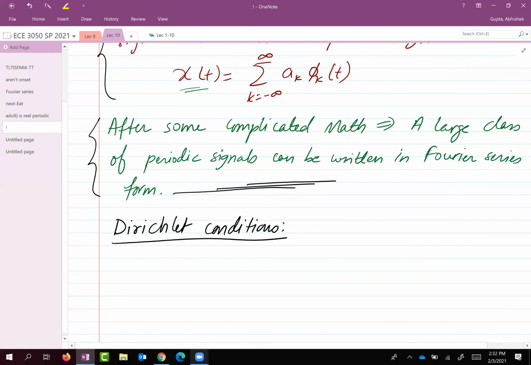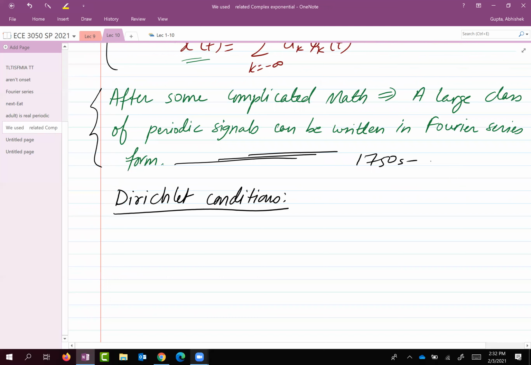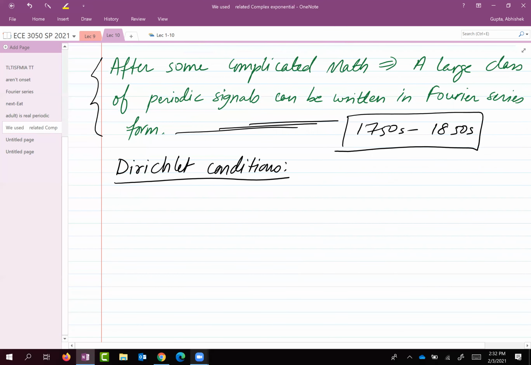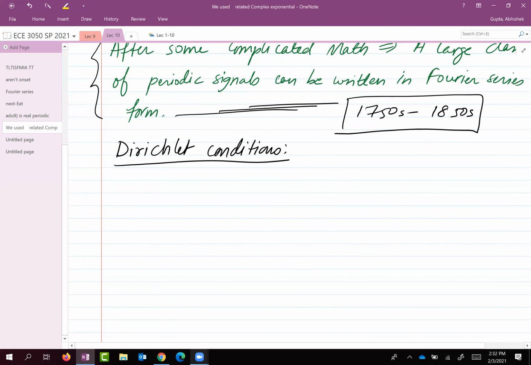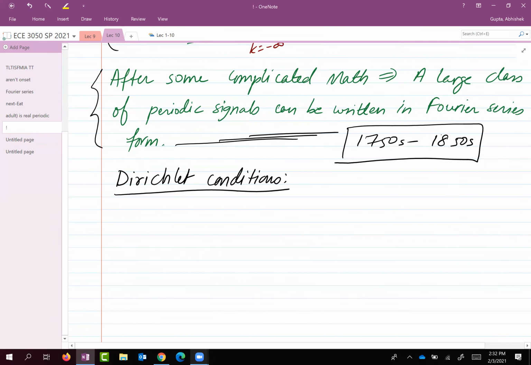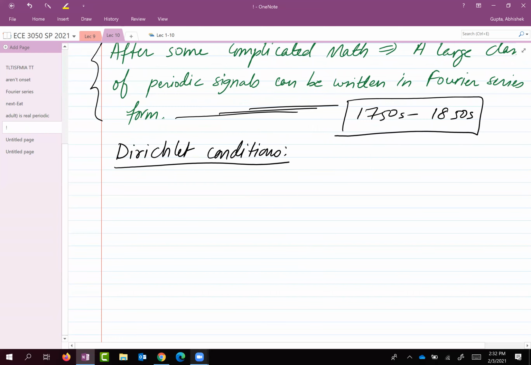We are talking about developments from the 1750s to the 1850s. It took us a very long time to establish this result mathematically. So it is a very non-trivial result, and I don't want you to assume that the second statement is easy. It's actually very complicated, and therefore we won't be covering it in this class. But I do want to tell you about the Dirichlet conditions, which tell you that if a periodic signal satisfies certain properties, then it can be written in the Fourier series form. So what are those properties?